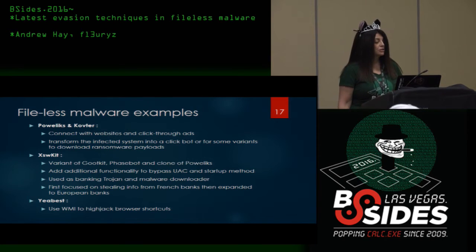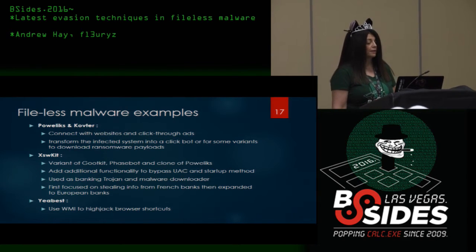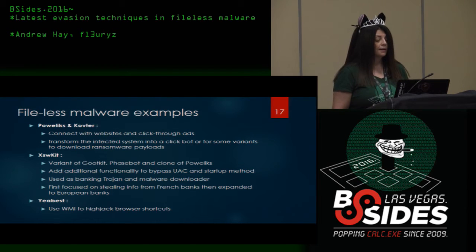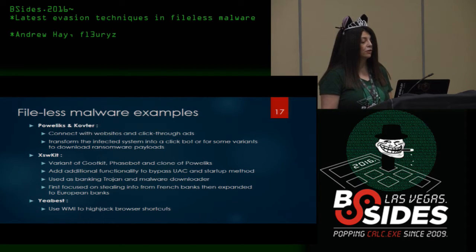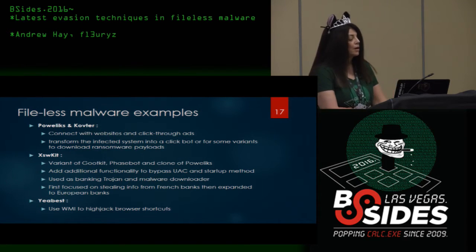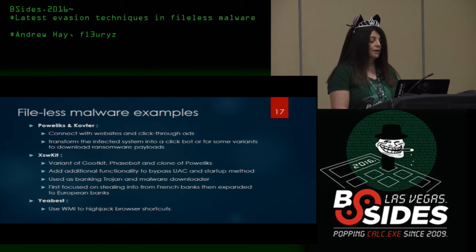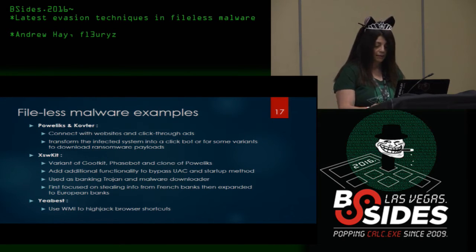Also XSW kit, which is a variant of Poweliks, Fareit, and actually a clone of PowerLeaks. It adds additional functionality by bypassing the UAC and the startup method. It has been used in banking trojans and malware downloaders. It was first focused on stealing info from French banks, and then they expanded to European banks. And finally, the one we're going to be looking at is Yabist. This used an older technique, WMI, to hijack browser shortcuts, but it's a newer malware, so I thought it was interesting to talk about it.